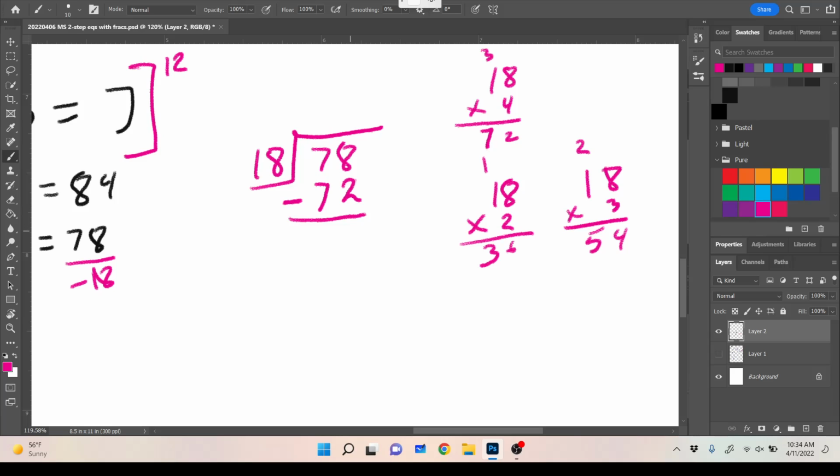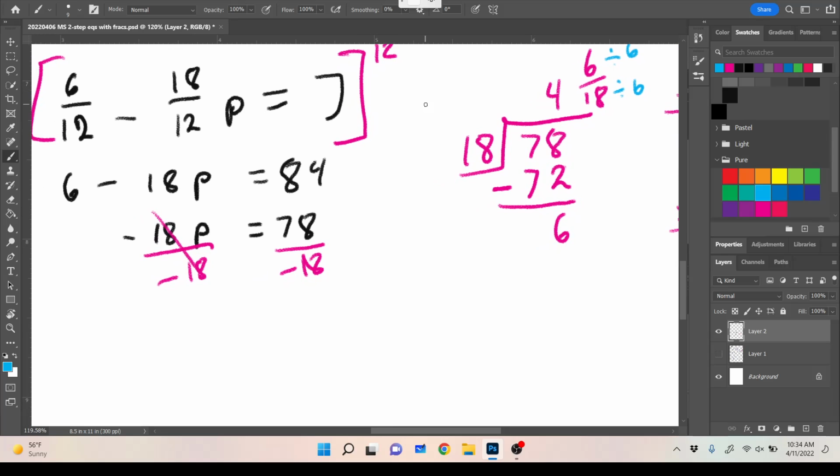78 minus 72 is 6, right? Oh, there should be a 4 here. So 4 and 6/18. I bet we could reduce 6/18. What can we reduce those by? 6 and 3. We can go big or go home and reduce it by 6. What's 6 divided by 6? 1. And what is 18 divided by 6? 3. So it is 1/3.